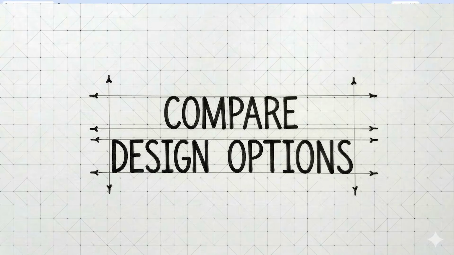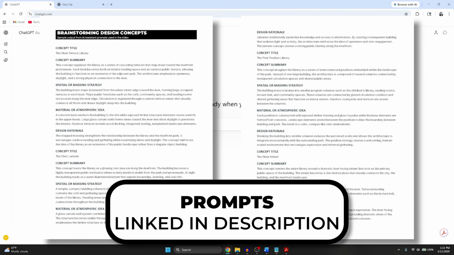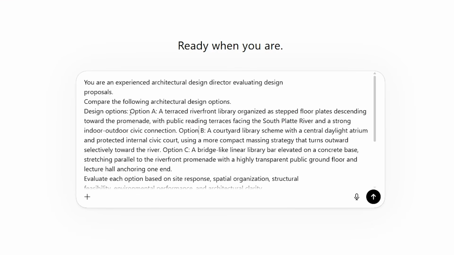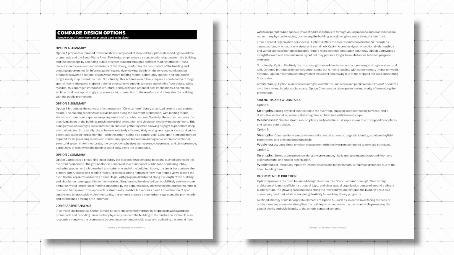Let's compare design options using the options we just created with the brainstorming prompt. Copy and paste the prompt from design options that's linked in the description below. Go ahead and fill in all the brackets. I went ahead and filled out all the options that I got from the brainstorming prompt. After you fill that in, press Enter or click Send. And here's the output from that prompt.